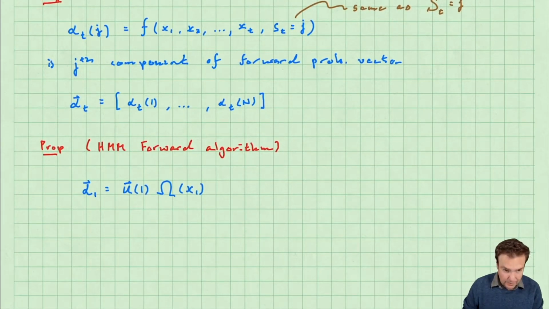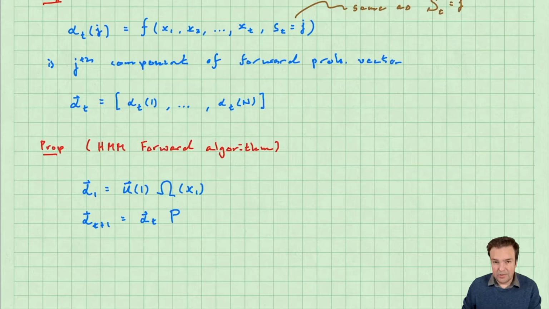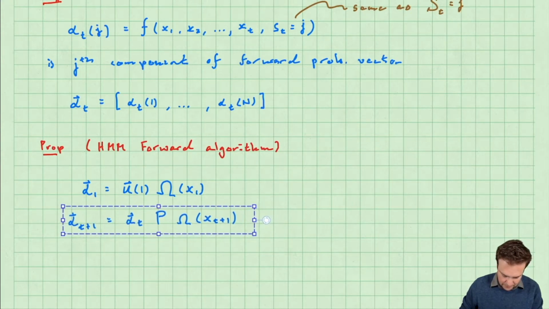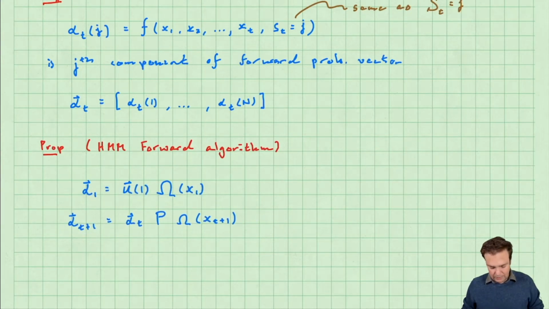And then alpha at other times, so we'll say alpha t plus 1 is equal to alpha at the previous t times P, where P is going to be the one-step transition probability matrix for the Markov chain, and then times this same omega matrix evaluated at x t plus 1. Right, so this is the claim for how you get these different forward probability vectors.